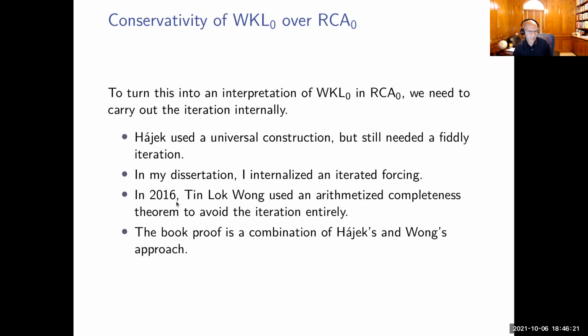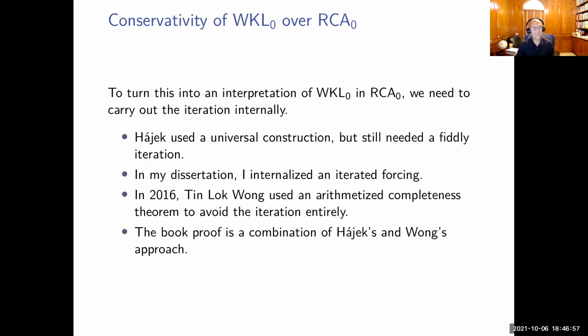But in 2016, Tin-Lock Wang gave a very nice proof of the conservation of, and an interpretation of, WKL naught in RCA naught, which used an arithmetized version of the completeness theorem that avoided the iteration entirely. Right? You could just use weak Kőnig's lemma, use a path through a tree to get a model of arithmetic. And from that model of arithmetic, you build a model of WKL naught. And the proof I use in the book is basically a combination of Hayek's recursion theoretic argument and Wang's approach.